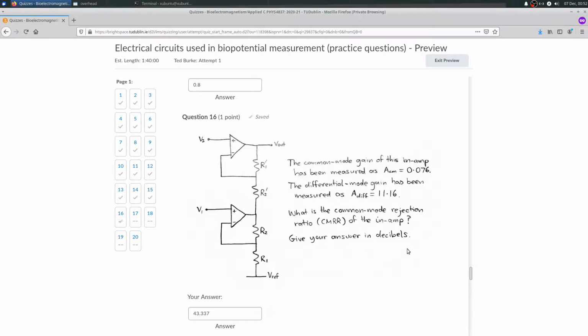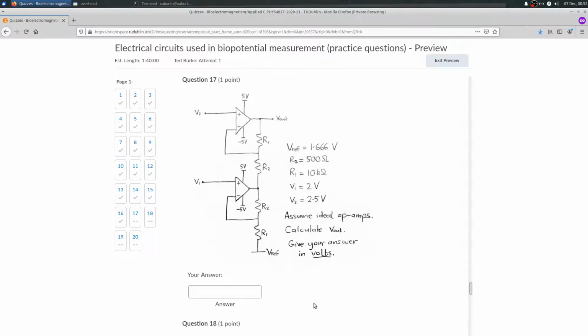So again, you're asked for the answer in decibels, but you just type in the number into the box. That's all you type in. So, question 17.